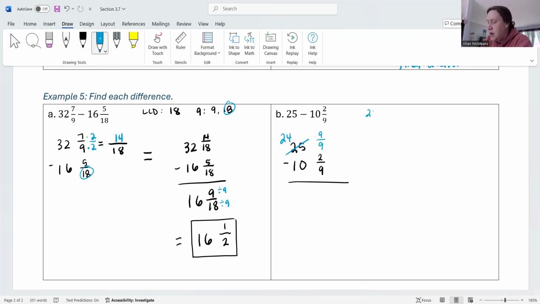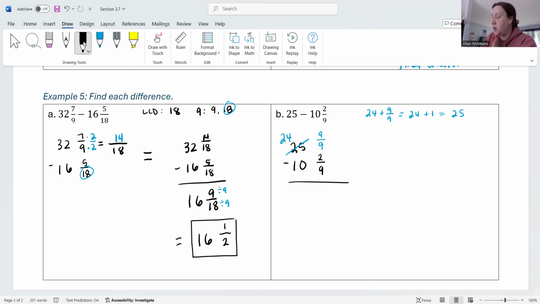If you think about that, 24 plus 9/9. Well, we know that 9 divided by 9 is just equal to 1. So this is really 24 plus 1, which is really 25. So we've found a unique way to rewrite 25 where we haven't changed its value, but we've written it in a form with a whole number and a fraction.